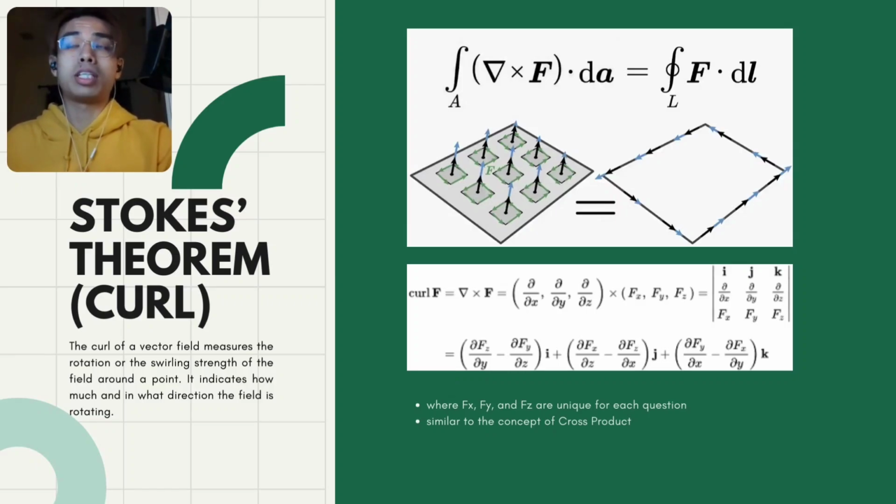In the next image, we can see more detail of what the curl of vector field F looks like. The nabla operator crossed with Fx, Fy, and Fz gives us the following equation.